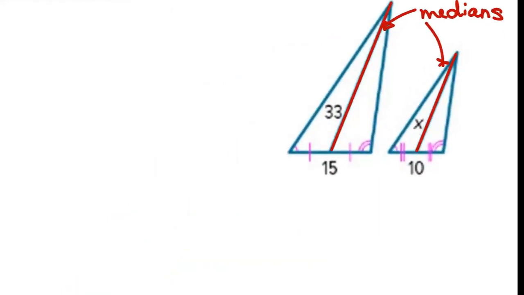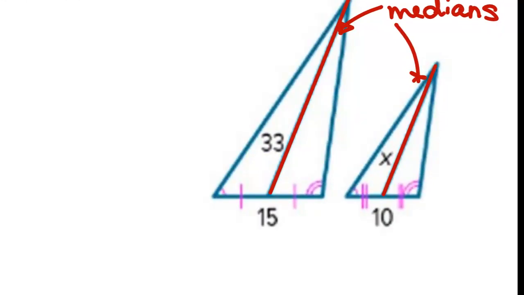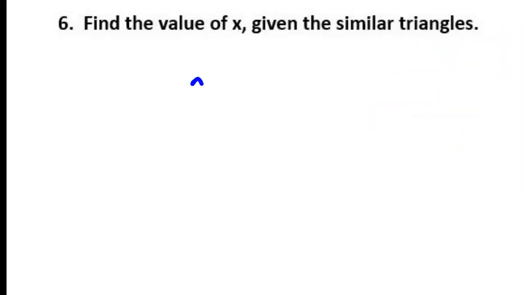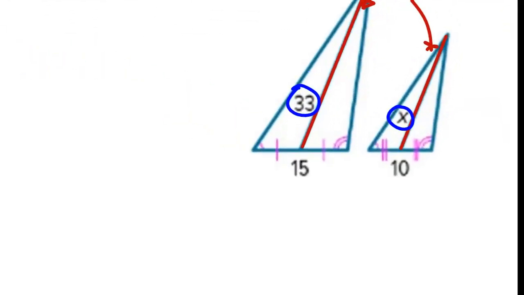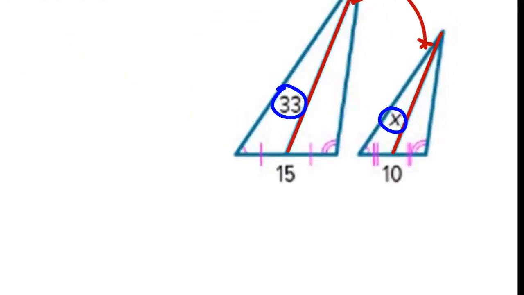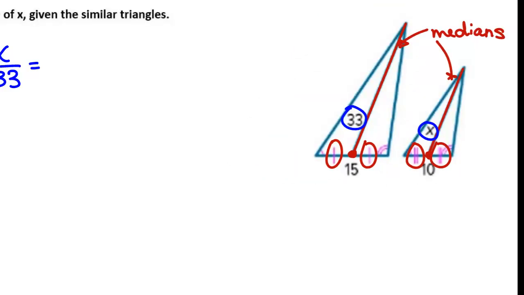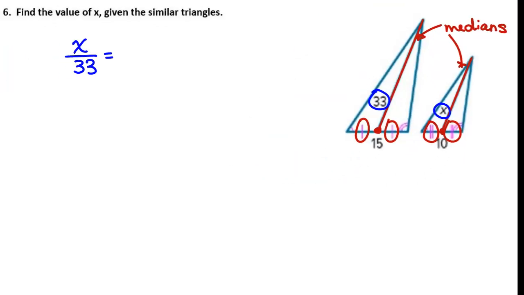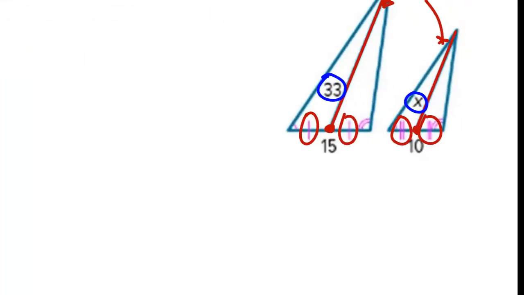Medians are proportional to corresponding sides. So I'm going to set up a fraction with my medians. X and 33 need to make a fraction together. Doesn't matter which one you put on top. So I'm doing x over 33. We knew these were medians because where they're hitting the opposite side, they're splitting them into two equal parts.